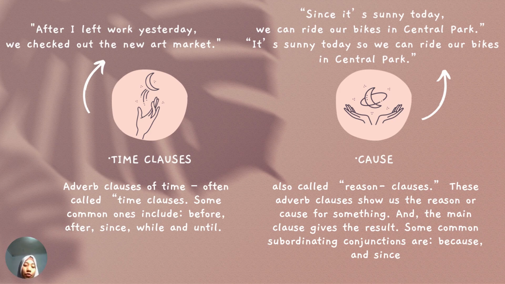And I will give you a simple example. One using since: Since it's sunny today, we can ride our bikes in Central Park. And one using so: It's sunny today, so we can ride our bikes in Central Park. When we use a so clause to connect a cause to its result, the so clause must come second and not something else. The cause in a so clause doesn't contain the conjunction, so instead the main clause does.